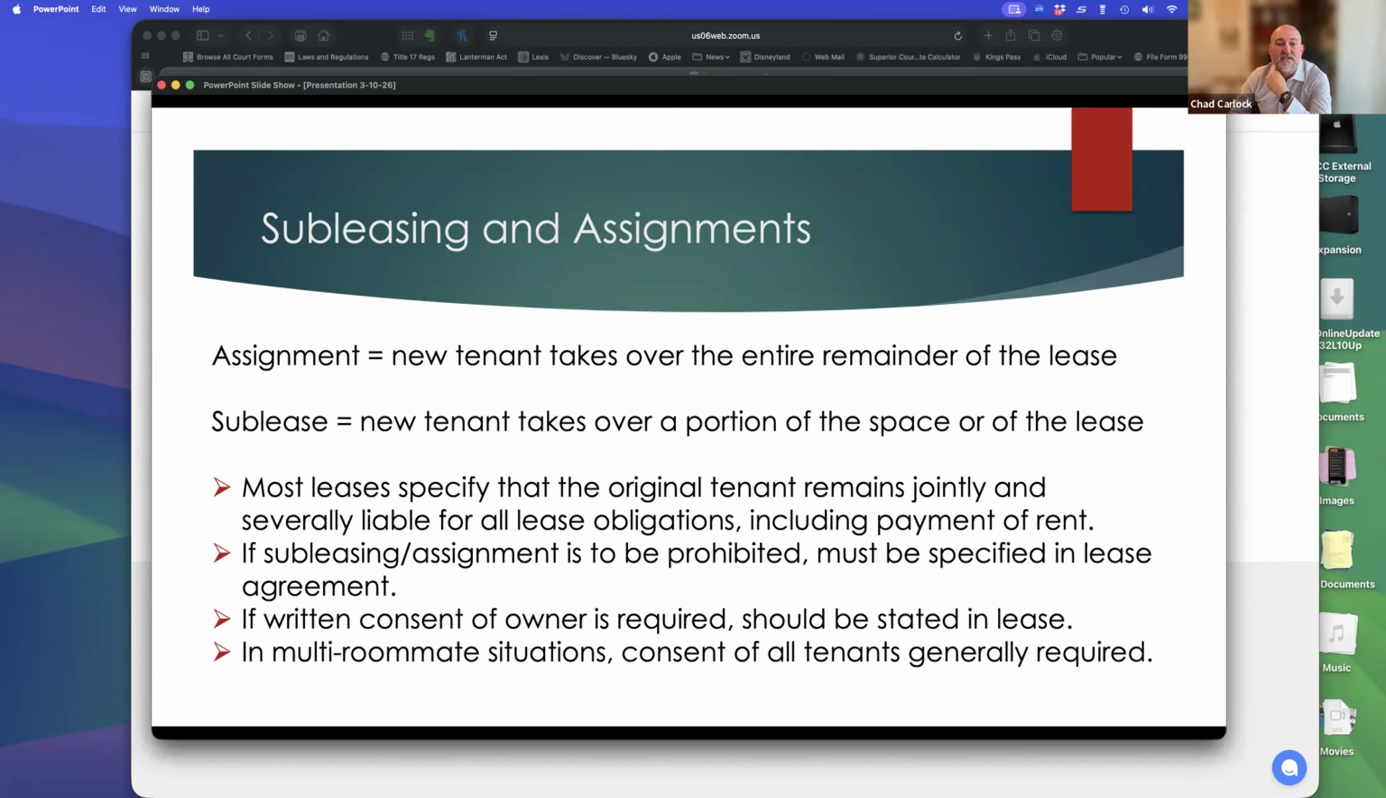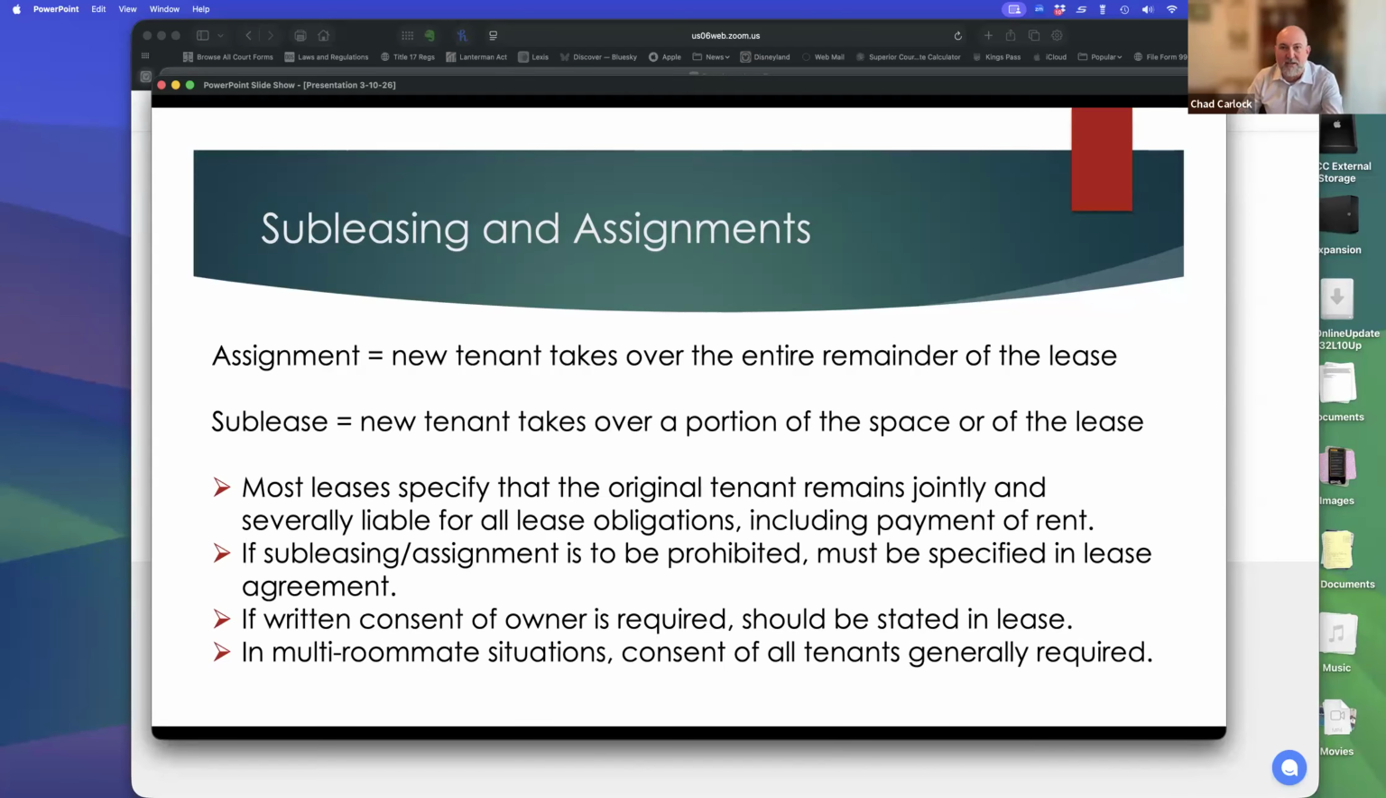Subleasing and assignments. The difference between a sublease and assignment is an assignment is when the new tenant steps in for the entire remainder of the lease. We're taking over the whole apartment until August 31st, if it's a September 1st to August 31st year, versus a sublease would be more like, I'm subleasing my room for spring quarter. That's where the person takes in a portion of the space or a portion of the lease. That can be done on a bedroom to bedroom basis, or that we're taking the whole place, but only for a month. And then it's going back to the original tenants, or they're subleasing to someone else.